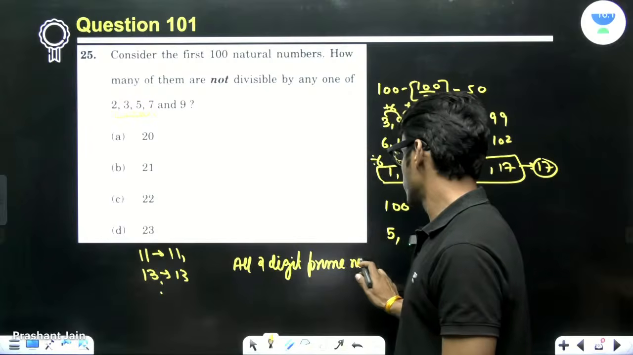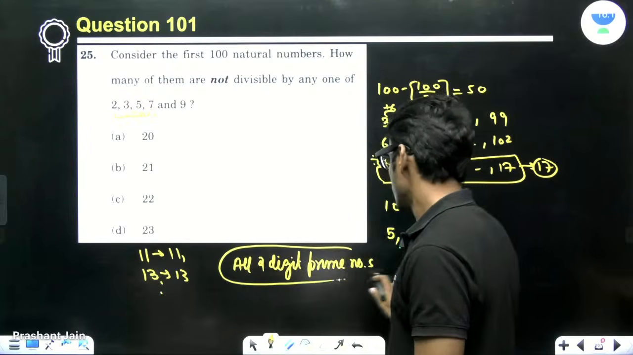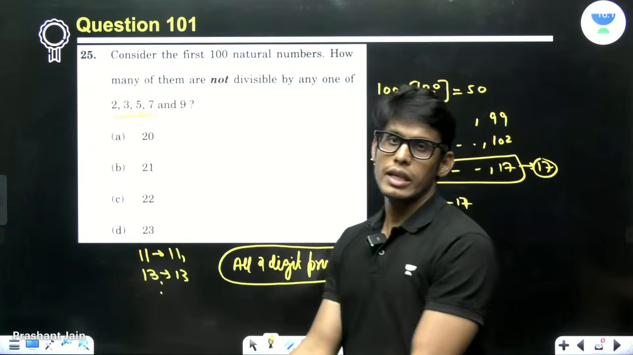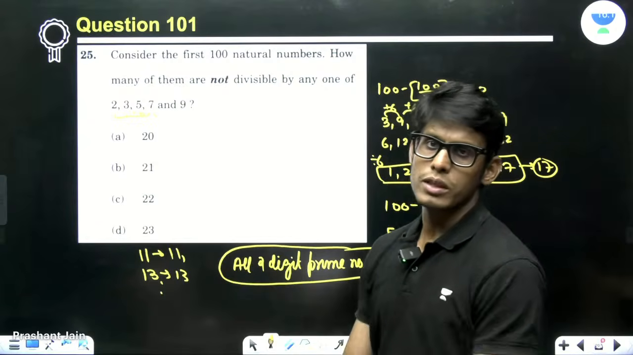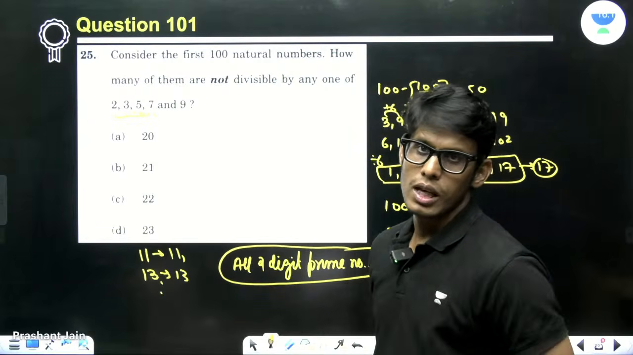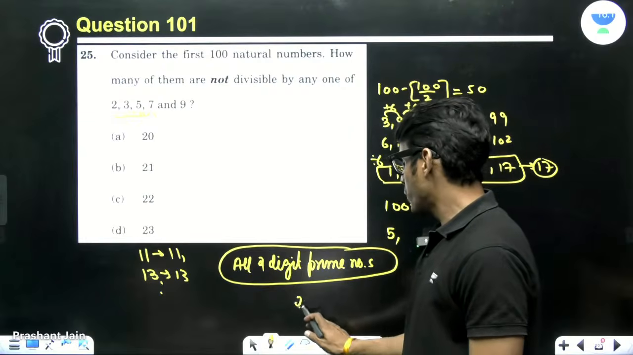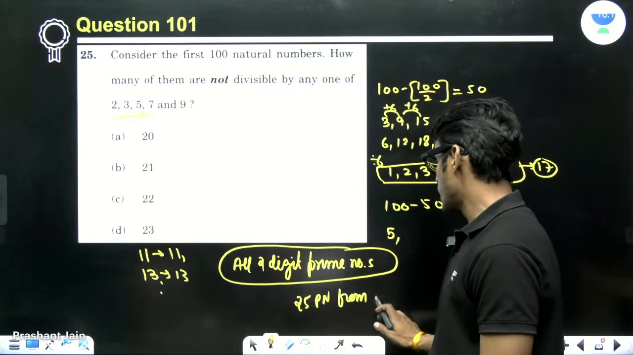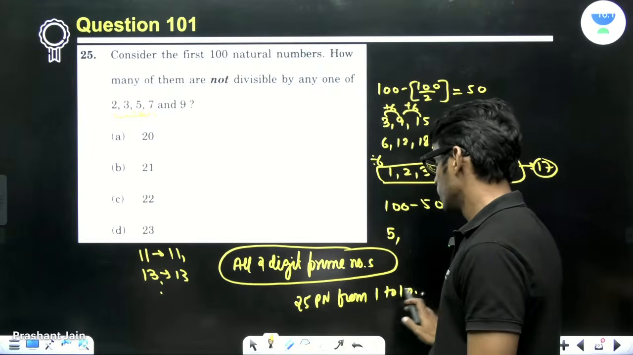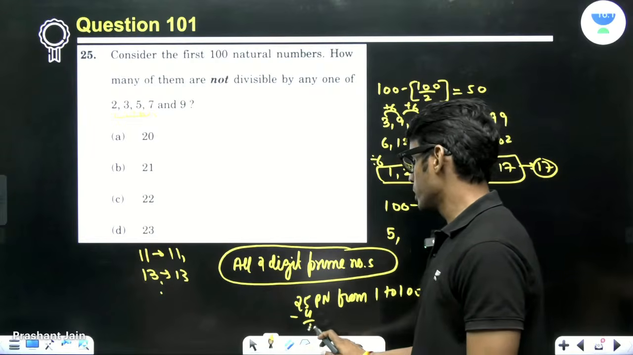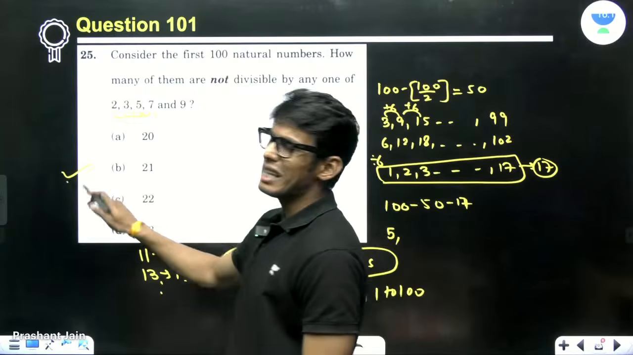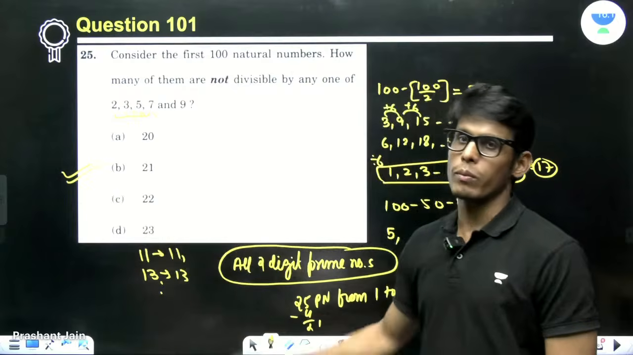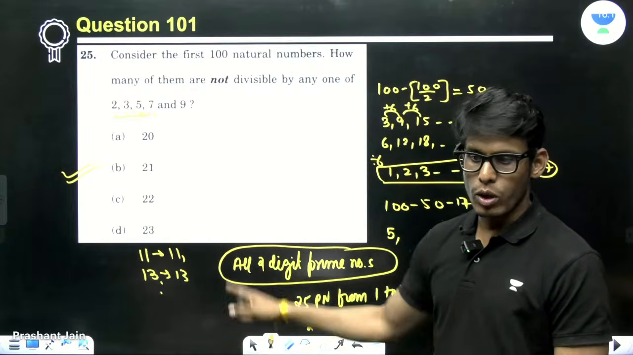Just tell me. All 2-digit prime numbers. Is it asking me all 2-digit prime numbers? There are 25 prime numbers from 1 to 100. Minus 4, 21 is your answer. If somebody can think it like this, then it becomes a do problem. Were you able to do it like this?